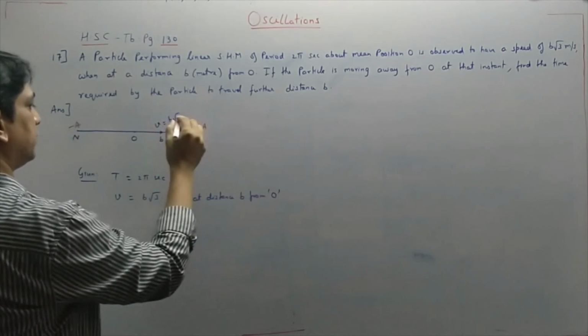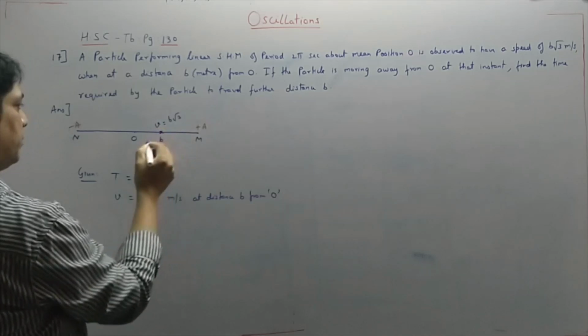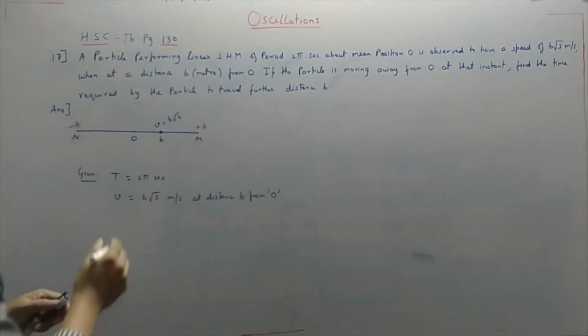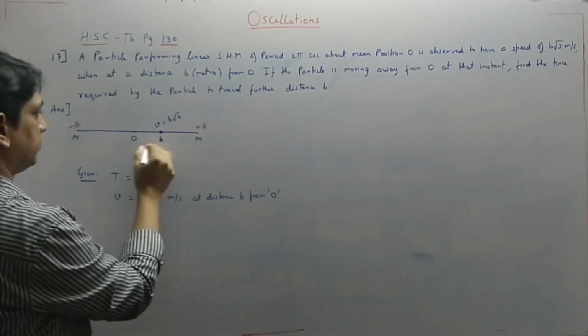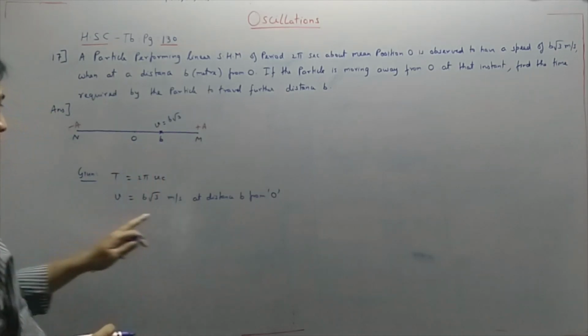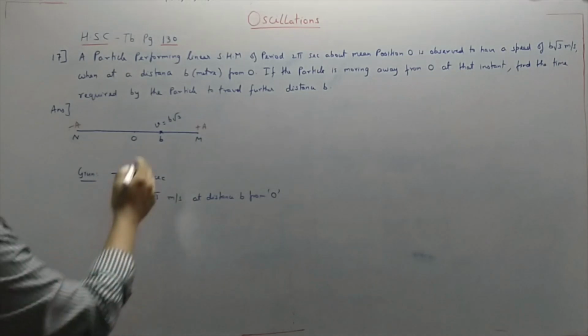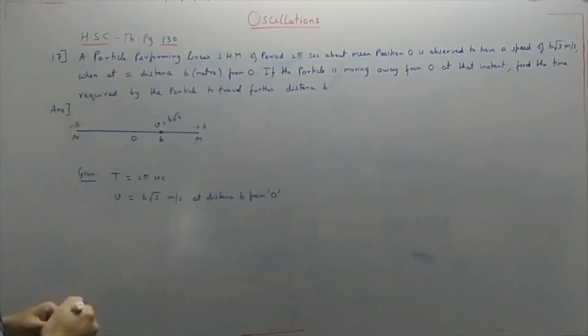So the velocity b root 3 is given at a particular point, at a distance x from O. When x is equal to b, the velocity at this point is b root 3. If the particle is moving away from O at that instant, find the time required.